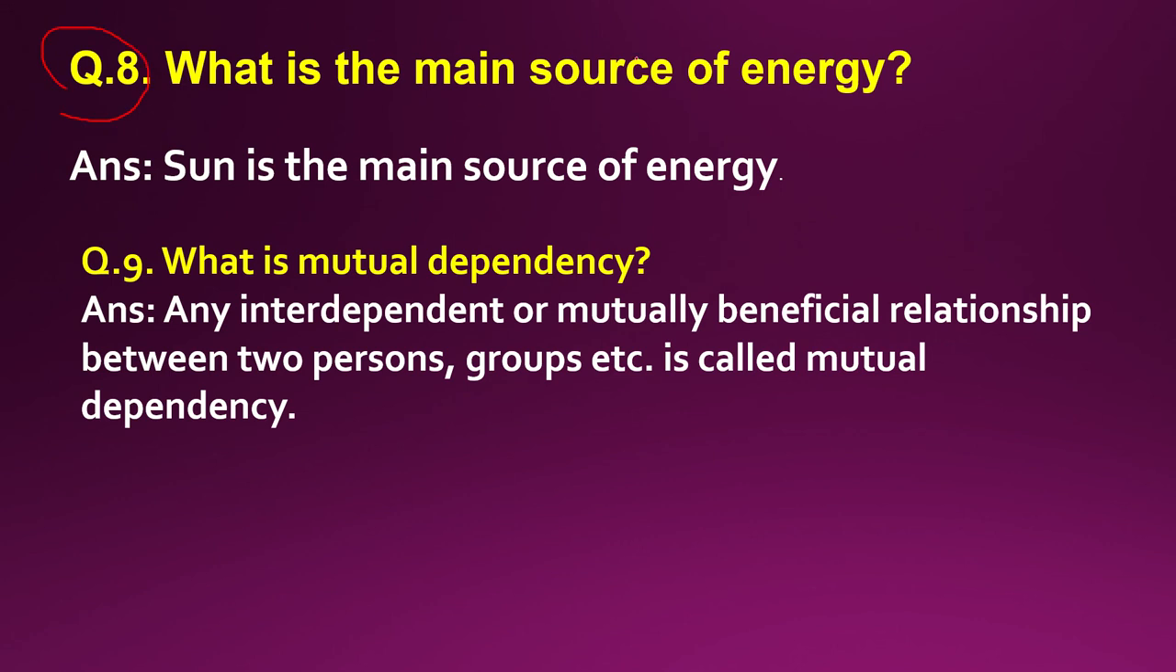What is the main source of energy? What is the main source? This is definitely the sun. Sun is the main source of energy. What is mutual dependency? What do you mean by mutual dependency? What do you think? Any interdependent, or you can say mutually beneficial relationship between two persons. It can be plants or animals also, or groups. This is called mutual dependency.